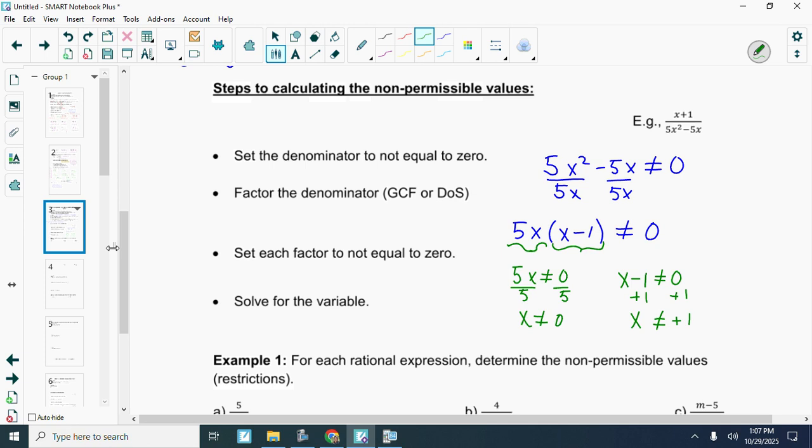So when you have a rational expression, you're going to take whatever is on the denominator, factor it, and say it cannot equal 0. Then you're going to solve for x. Those are what we call non-permissible values. We are allowed to short form those. We're going to call them NPVs, non-permissible values. So here are our two restrictions, our NPVs for our question.